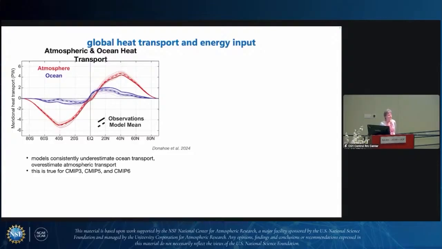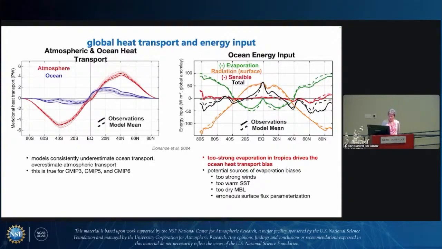with a couple of figures from a recent paper by Aaron Donohoe, who has shown that for many models, from CMIP3 through CMIP6, most coupled models tend to underestimate ocean heat transports and overestimate atmospheric heat transports. And one of the leading causes for this bias, according to their paper, is that the models are extracting too much energy from the ocean surface in the subtropics through evaporation.